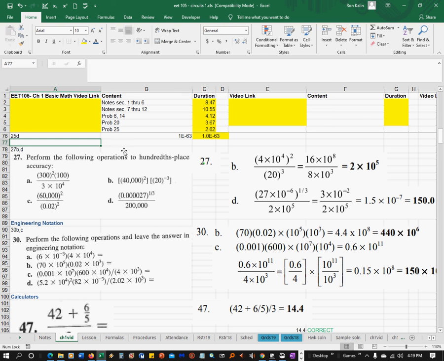EET 105, Chapter 1, Basic Math, Problem 27B and D. Perform the following operations to hundredths place accuracy, Part B.